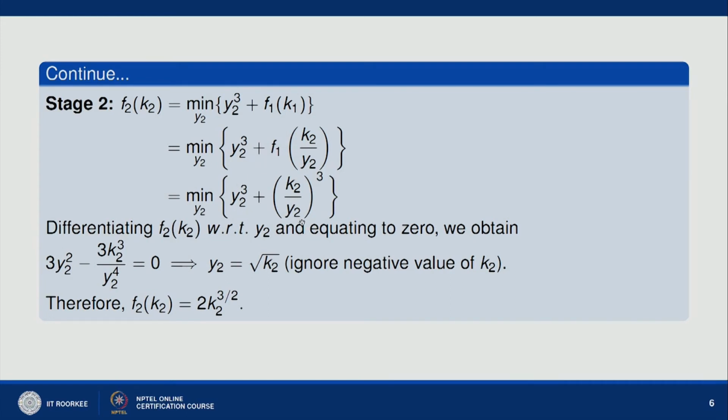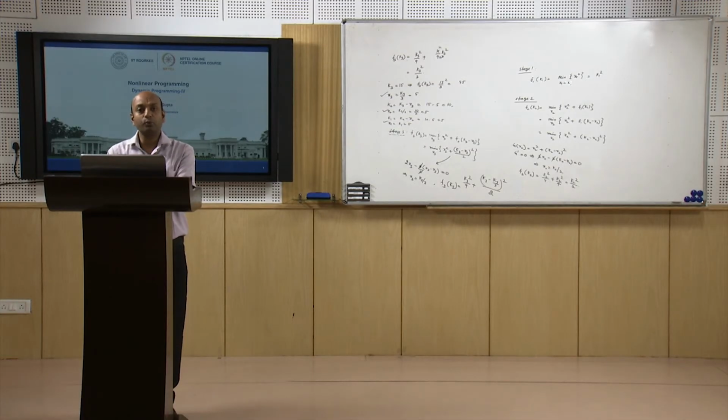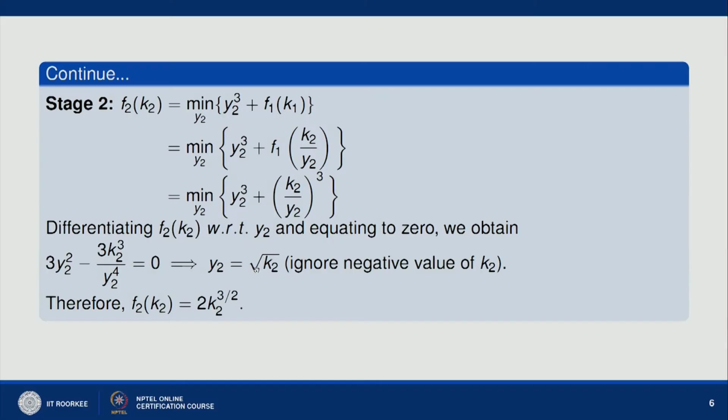Now, it is again a single variable function of y2. You differentiate it with respect to y2, put it equal to 0, and then you get the stationary point for which this value is minimum. So, we get y2 equal to the square root of k2. Ignore the negative value because y1, y2 are strictly greater than 0. When you substitute y2 in this expression, we obtain f2 of k2 equal to 2 times k2 whole raised to the power 3 upon 2.